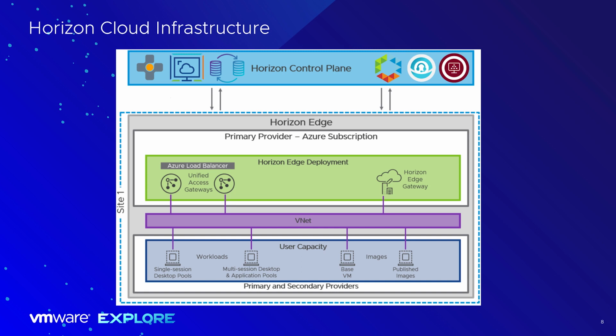We have a tenant subnet, or what we call our desktop subnet, where we actually deploy the images and the desktop workloads. We have a DMZ subnet, which has our Unified Access Gateways, and then we have a management subnet, which is used for the Horizon Edge Gateway, which is the brokering and the brains behind that communicates with the Universal Console, the Horizon Control Plane at the very top, and your Azure subscription.